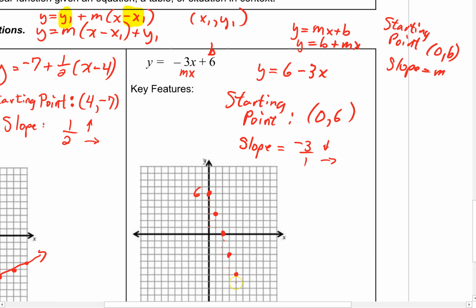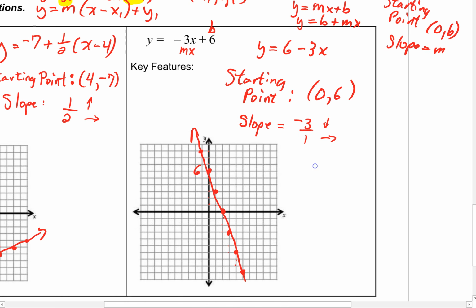And very quickly you will see that you are forming a line. You could also go up 3 steps and go 1 to the left. And it won't take you too long to get this line graphed. Hopefully that's a friendly reminder for you.